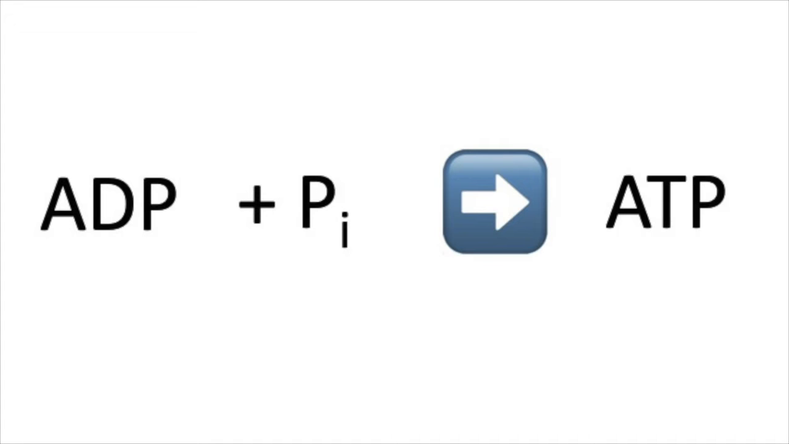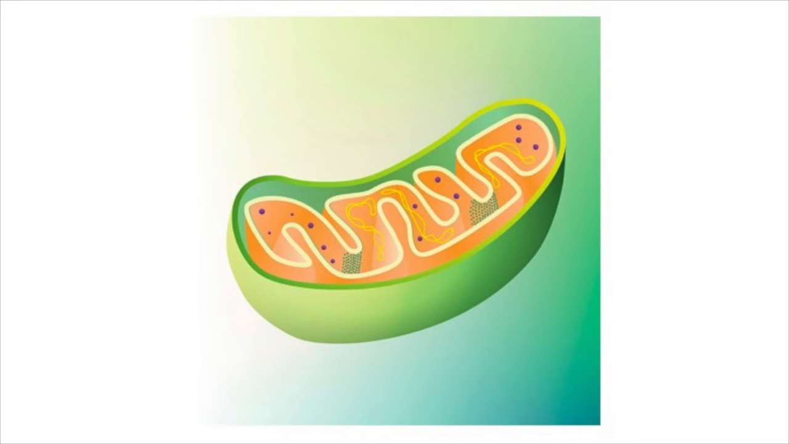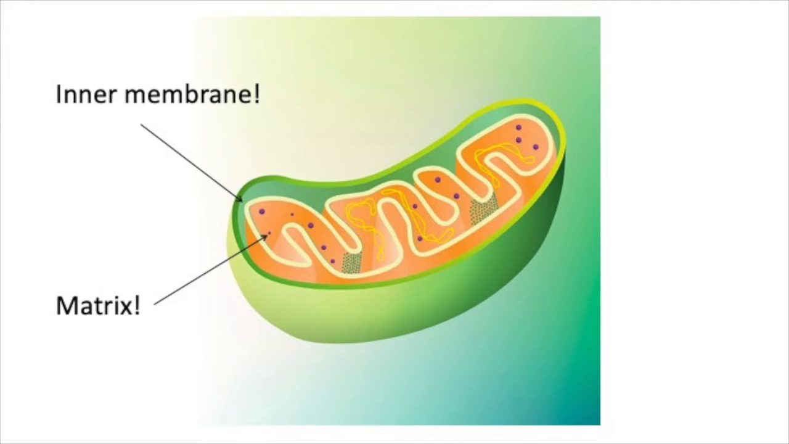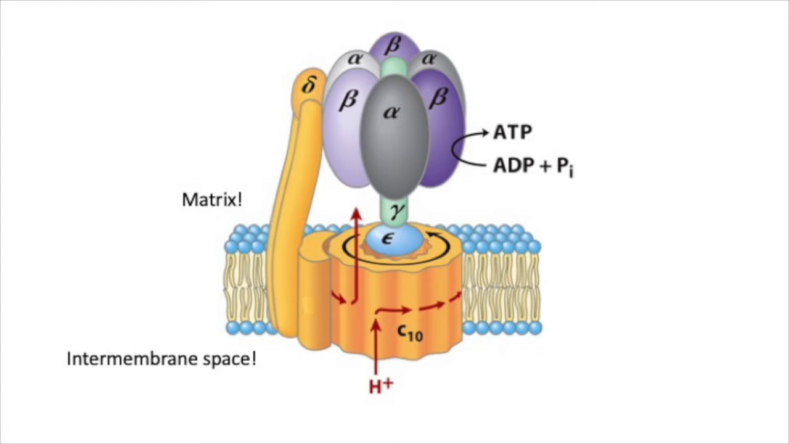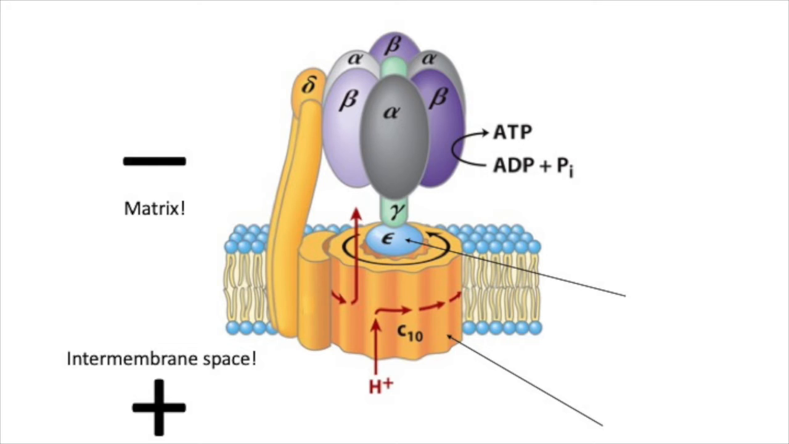ATP synthase is located on the mitochondrial inner membrane with the catalytic head of the enzyme residing in the matrix. Protons in the intermembrane space create an electrochemical gradient across the inner membrane because of a positively charged intermembrane space and negatively charged matrix. Protons enter the C10 subunits, causing the C10, epsilon, and gamma domains to rotate.